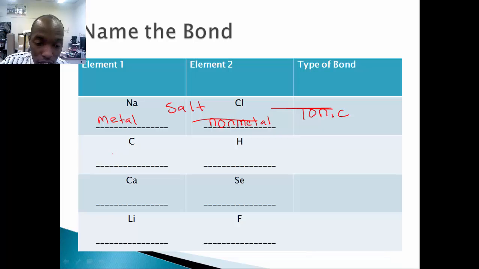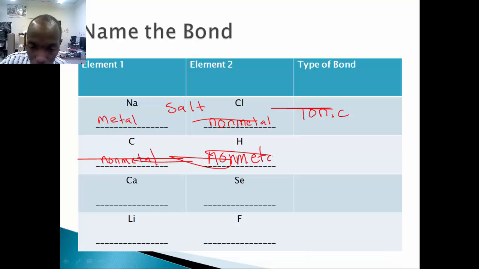Carbon and hydrogen. Carbon, being on the right of the zigzag line, is a nonmetal. And hydrogen is a nonmetal. So a nonmetal and a nonmetal make a covalent bond.